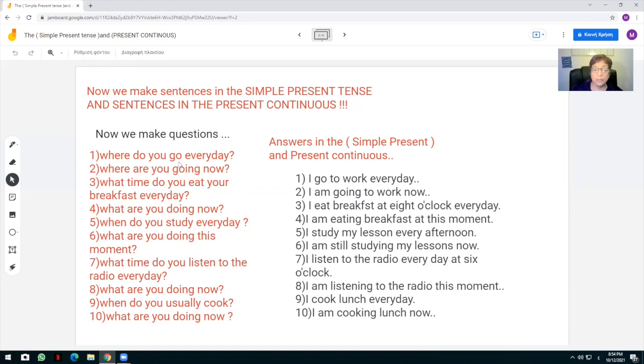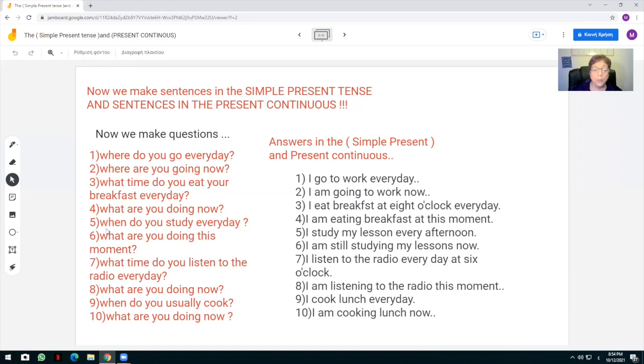Where do you go every day? This is a simple present. Where are you going now? This is a present continuous. What time do you eat your breakfast every day? What are you doing now?